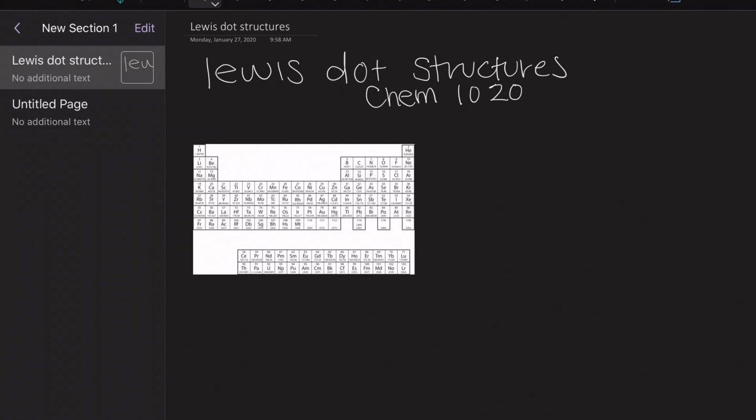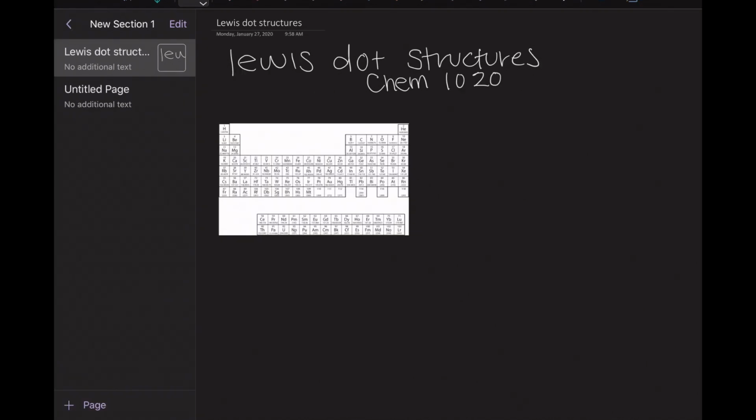Today we're going to talk about Lewis dot structures. In a Lewis dot structure, we show an element's valence electrons and how they form bonding interactions with other elements in a molecule. To start, let's talk about valence electrons in atoms. Valence electrons are the electrons in an atom's outer shell. We can tell how many valence electrons an atom has based on its position in the periodic table.